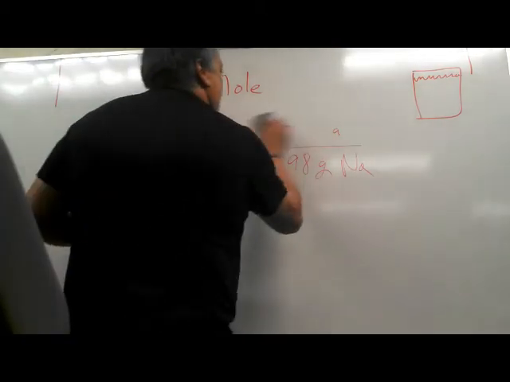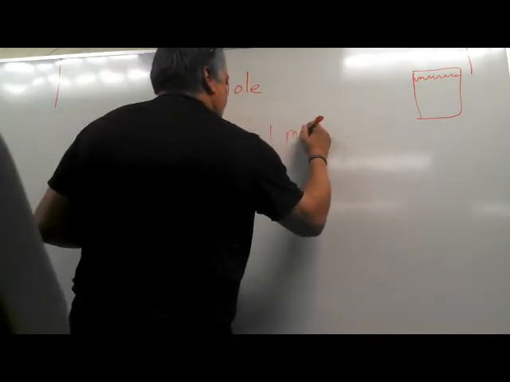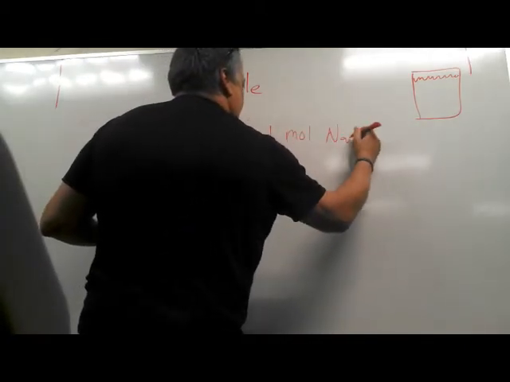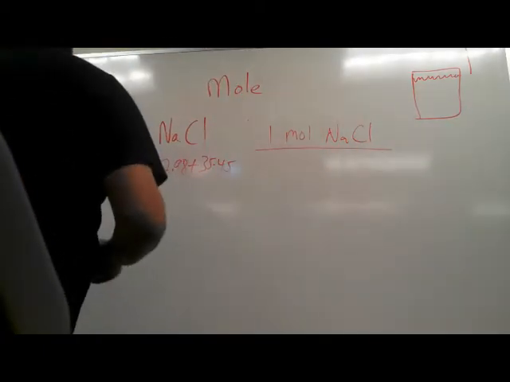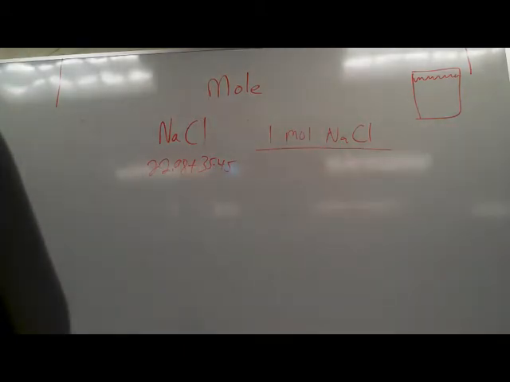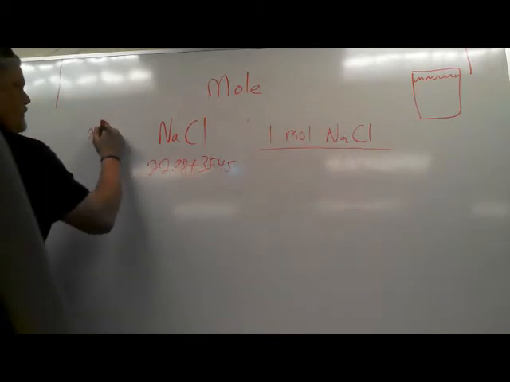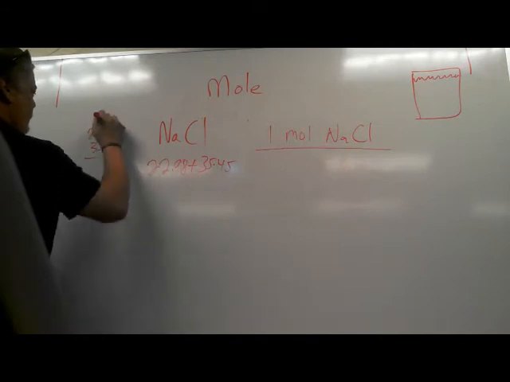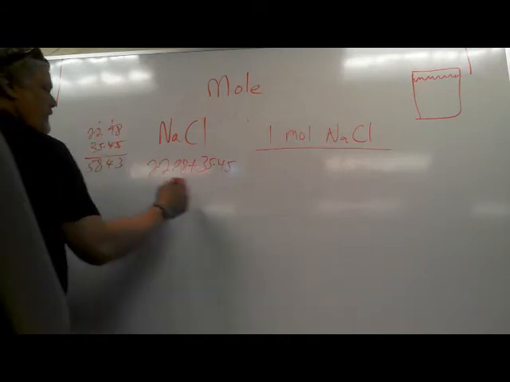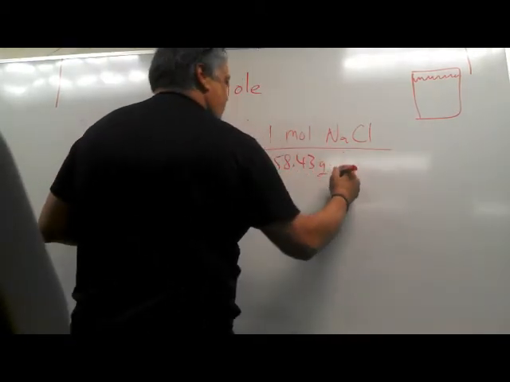So, 1 mole of NaCl is equal to, one second, I should have my calculator ready. Okay, so let's see, 22.98 plus 35.45 is 58.43 grams of NaCl, sodium chloride.